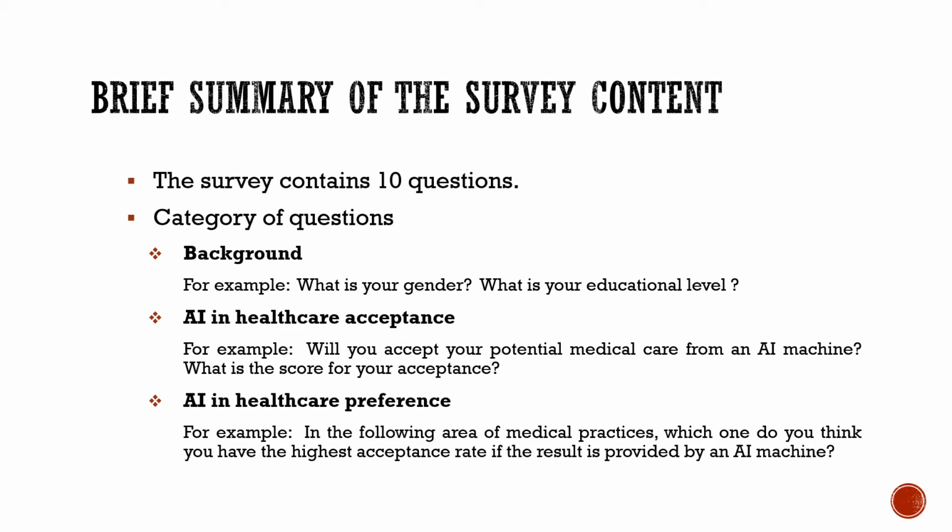The brief summary of the survey content. Our survey contains 10 questions. Among these 10 questions, we categorize them into 3 parts. The first part is background-related questions, where we ask the survey takers their gender, their age, and their educational level. The second part is related to AI in healthcare acceptance. One example question in this part would be, will you accept your potential medical care from an AI machine? What is the score for acceptance, where the scores vary from 1 to 10?